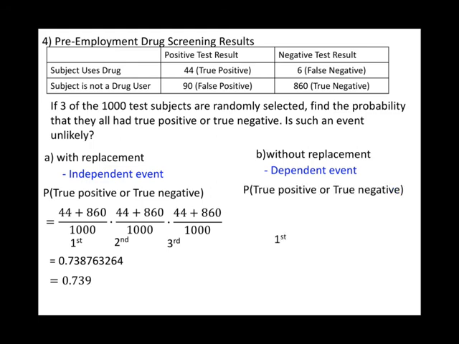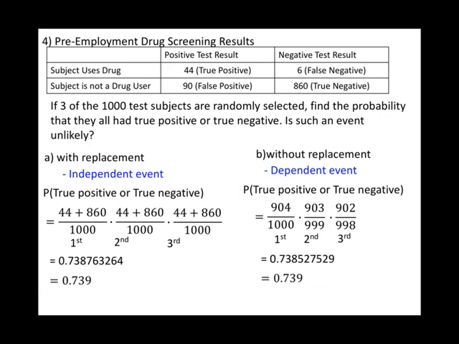So for the first one, when I add up these two numbers, it's going to be equal to 904 over 1,000. After I pick the first person, I throw them away, so for the second one, I'm going to subtract from 1 here. Subtract from 1, subtract from 1. After I pick the second person, I throw them away. I'm going to pick the third person. Use your calculator. You should get the same answer, 0.739.